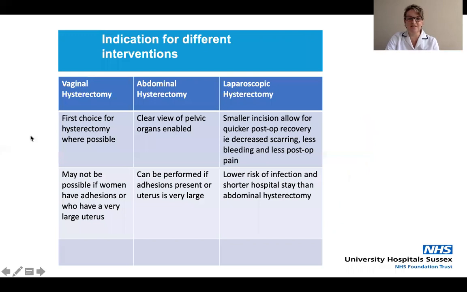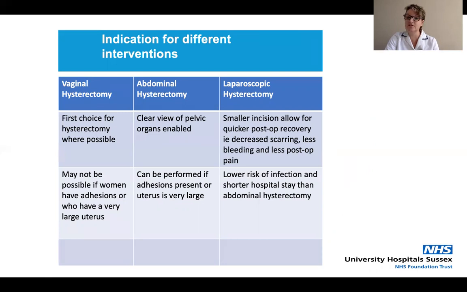So let's have a look at this slide. Quite a busy slide, but really it's just showing you indications of why you would have that type of hysterectomy. So let's look at, first of all, vaginal hysterectomy. It's the first choice of hysterectomy if possible, but may not be possible if women have adhesions or have a large uterus. The middle one, abdominal hysterectomy.